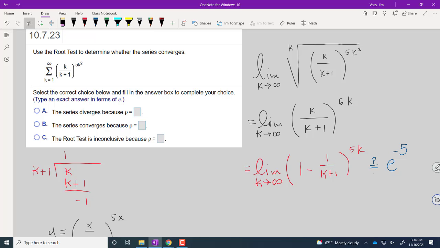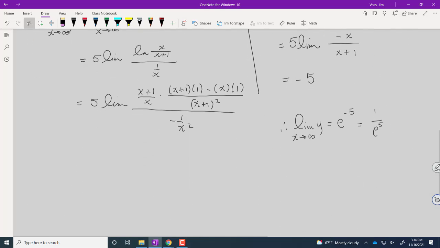We're trying to analyze whether the series converges or diverges using the root test. So do we get converge or diverge? So this is less than 1, which means converge. These problems can be so long that you forget what you started with.